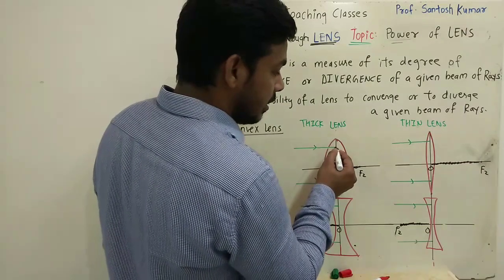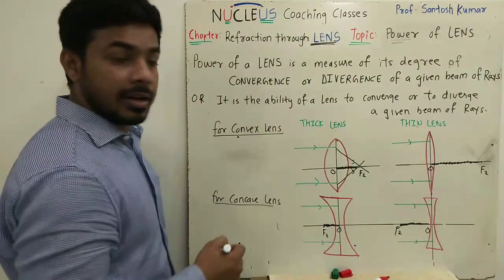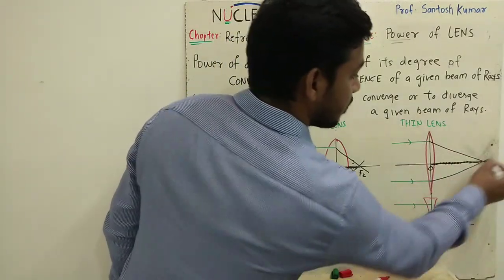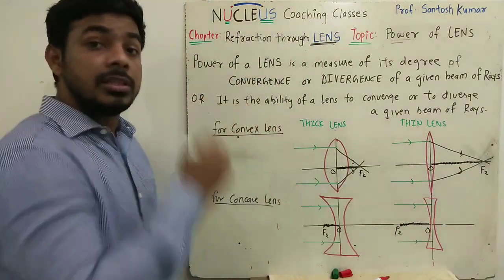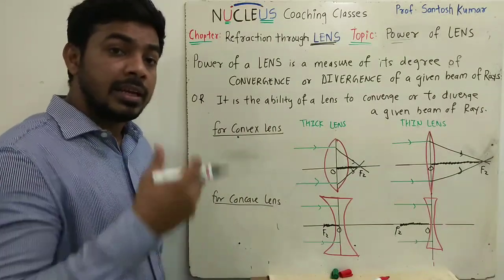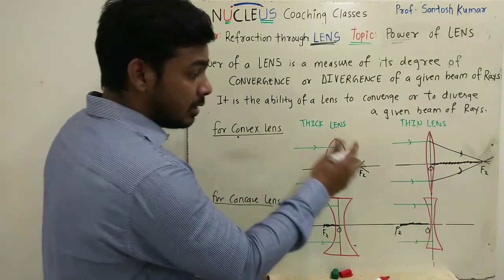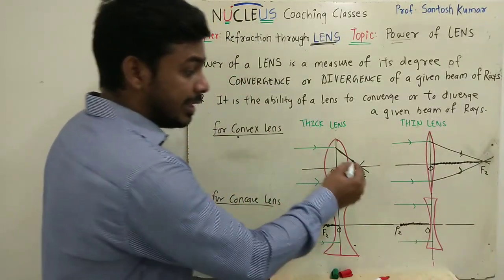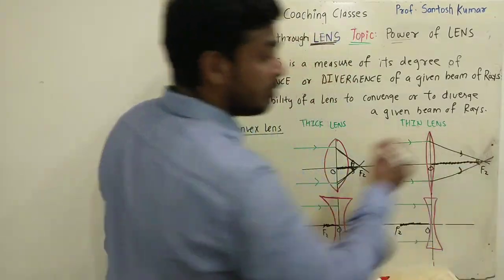You can see the rays are converging at this point. When the same parallel rays pass through a thinner lens, they converge at this point. So tell me, in which case is the convergence more? In which case does a ray of light traveling parallel to the principal axis get converged to a greater extent? You can see in the first figure, the ray gets converged to a greater extent because this angle is more. The degree of convergence is more. But in the second case, the degree of convergence is less.